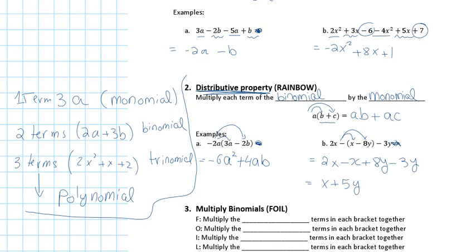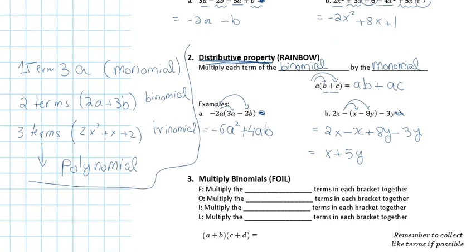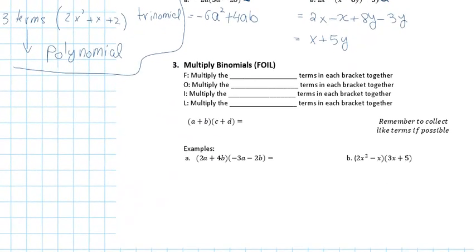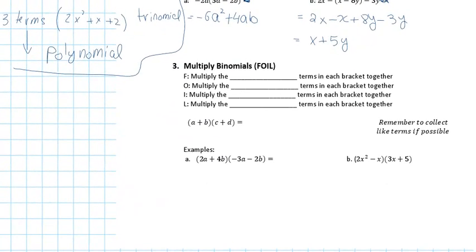Now this is the case where I have a monomial multiplied by a binomial. Okay? If I have two binomials multiplied by each other, then I'm going to follow a similar method, but it's called the FOIL method, okay? Which means you're going to distribute the first term in the first bracket by both terms inside the second, and then the second term, you're going to multiply it by both terms, okay?